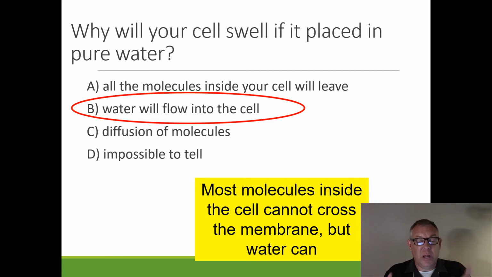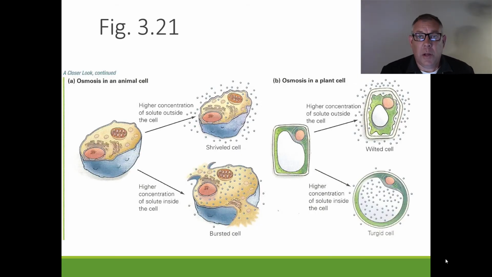But the water, the free water, can cross that membrane. And so that free water is going to come into the cell. That's osmosis. And so here's a figure from your book kind of illustrating this idea. You can see on the left you've got a cell, and if you've got a higher concentration of solute outside the cell, so inside the cell is hypotonic, then water is going to leave the cell, and we call that crenation. The cell shrinks.